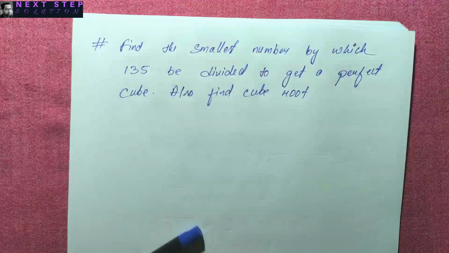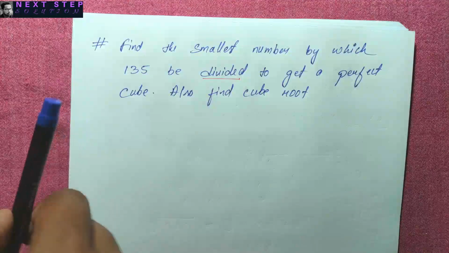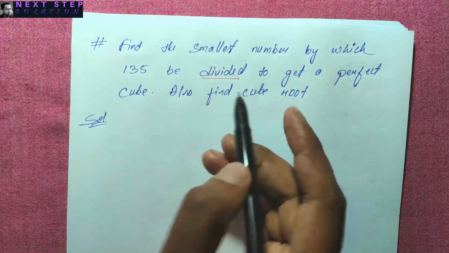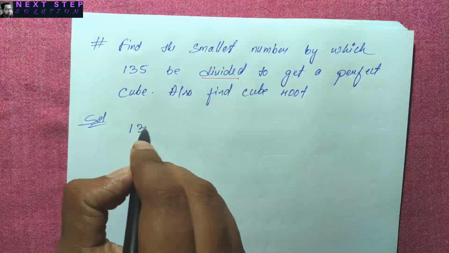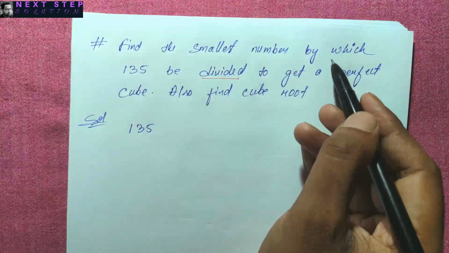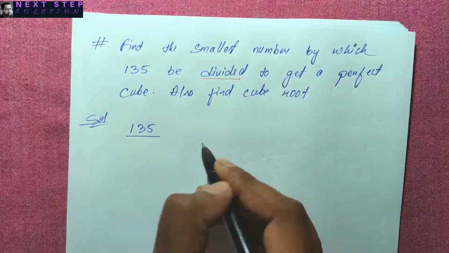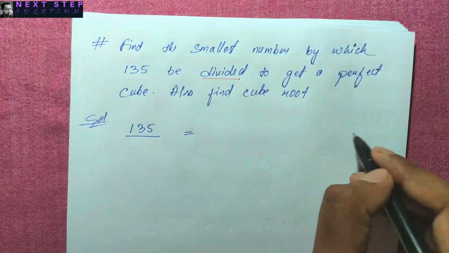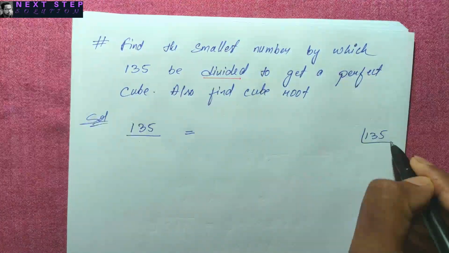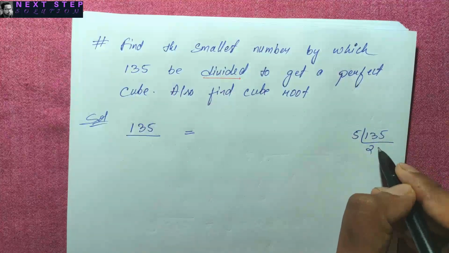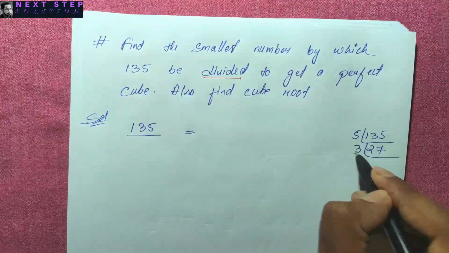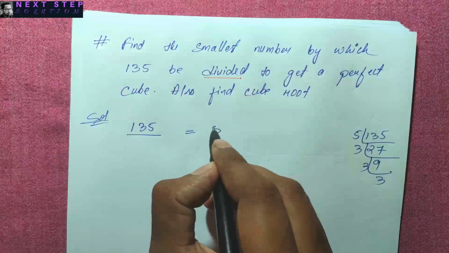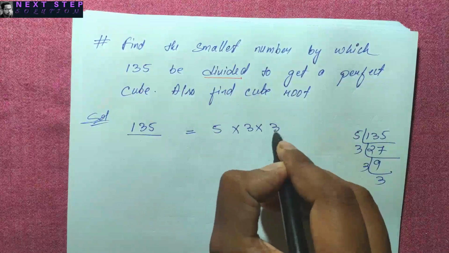Here the question says what should be divided. Now for finding the number we need to factorize 135. So this should be divided with a certain number and we will get a perfect cube. 135, we factorize it with 5. 5 twos are 10, 5 sevens are 35, 27 comes in the table of 3, 9s are 27 and 3 threes are 9. So we have 5 into 3 into 3 into 3.